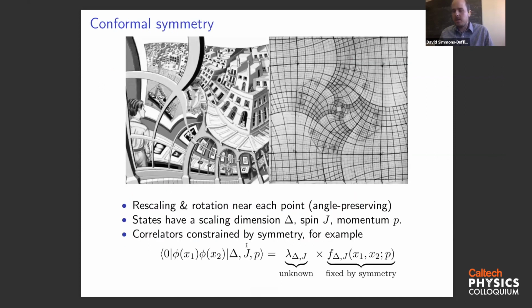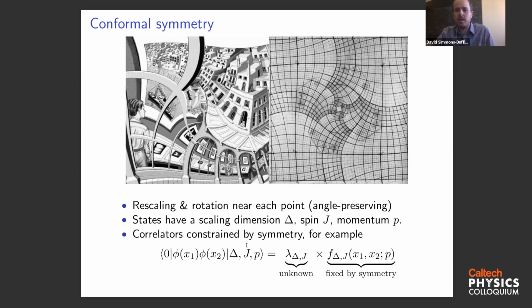Okay, so let me talk a little bit about these constraints in the context of the theory that describes this superfluid transition in helium. So I said that the transition is described by a conformal field theory. So let me explain what conformal symmetry is. A conformal transformation is a transformation that locally looks like a rescaling and a rotation near each point. This is my favorite picture of a conformal transformation.